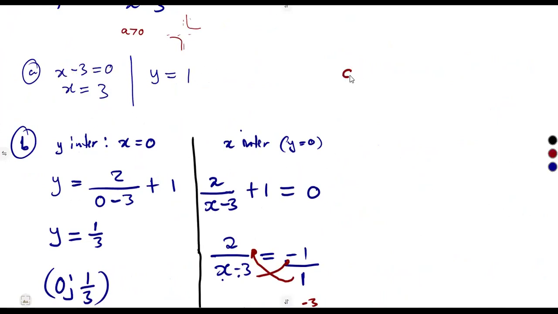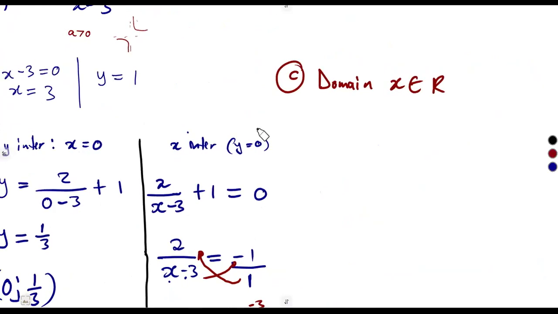So I'm just going to have our part C here. Remember, I said for the domain, referring to the x values, x must be an element of all the real numbers, but limited here that x cannot be equal to 3. So x cannot be equal to 3.